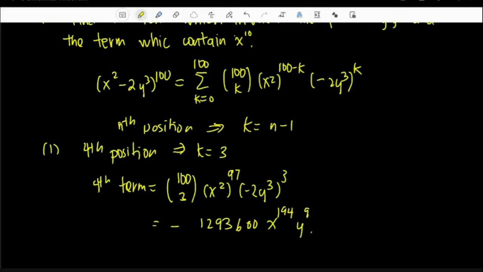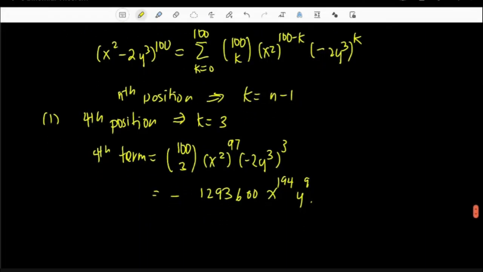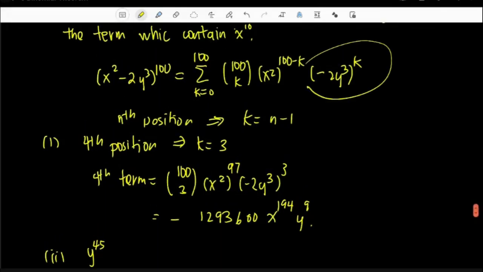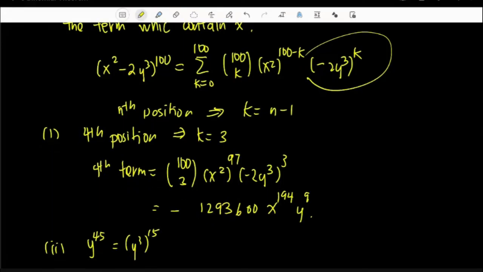Now, the next question is we want to find the term which involves the factor y to the 45. So, how do we determine k? If we want the factor y to the 45, that will come from the term negative 2y cubed raised to k. So, we can rewrite y to the 45 as y cubed raised to 15. So that means k equals 15.